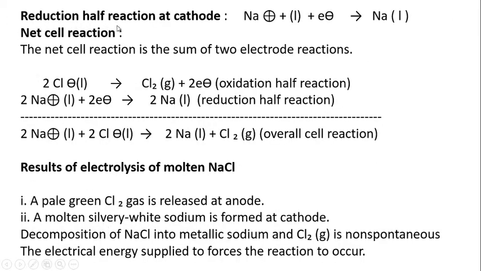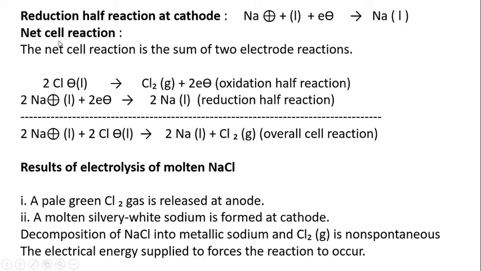Now the reduction half reaction takes place at the cathode. The cathode is attached to the negative terminal, so it contains electrons. So the sodium cation goes towards the cathode and takes the electrons, and it forms a neutral sodium atom. The gain of electrons is called reduction. So reduction of sodium takes place at the cathode.